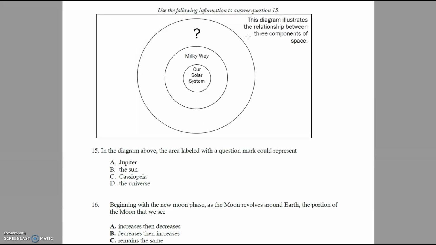Use the following information to answer question 15. So our solar system, Milky Way, and question mark. The diagram illustrates the relationship between three components of space. In the diagram above, the area labeled with a question mark could represent A, Jupiter, B, the Sun, C, Cassiopeia, or D, the universe.